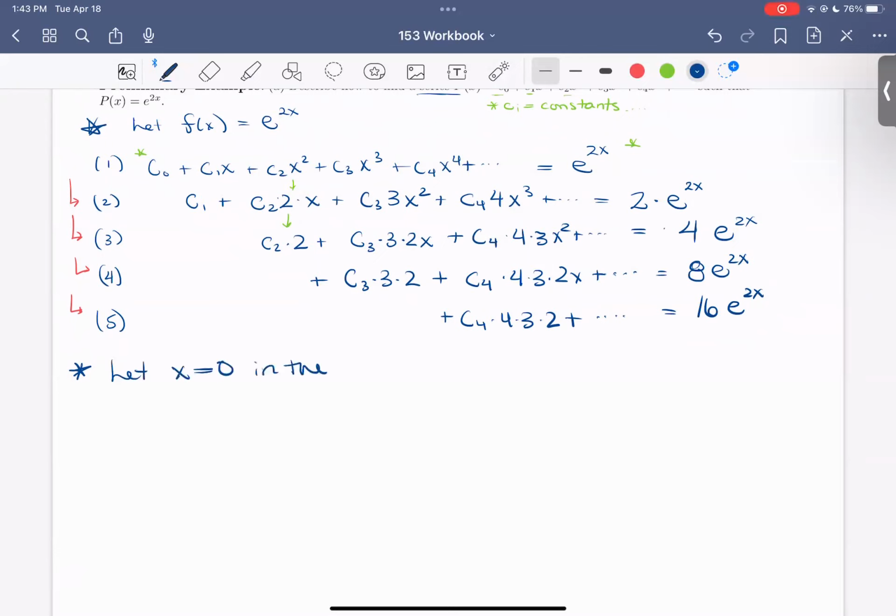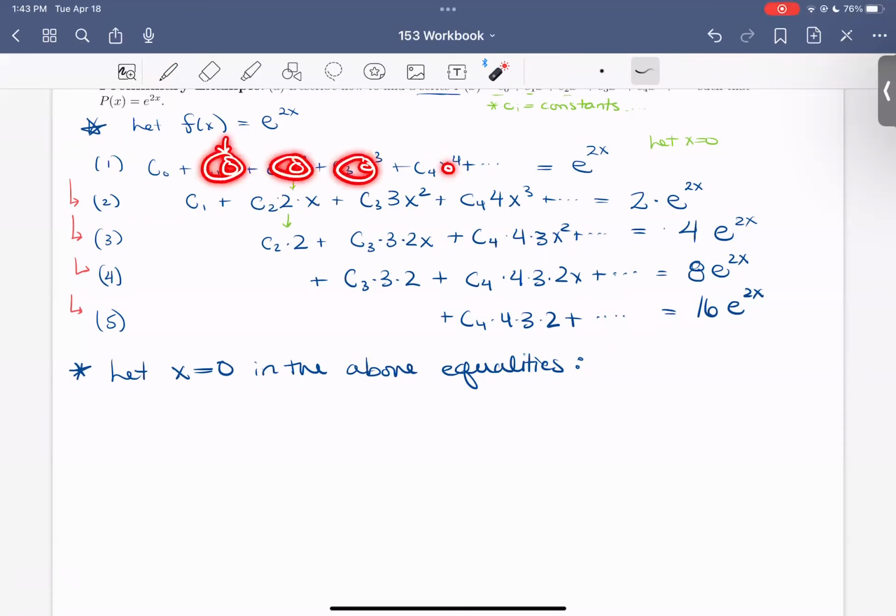So what does that look like? I'm going to write that out here. So let x equal 0. So in that first equality, if I have x be 0, notice that all of these terms with an x in it go to 0. So all of these will just be 0. These will all go away. So the left-hand side will be C0. The right-hand side will be e^(2 times 0), which is just e^0, which is 1. So then that gives us our first equality, C0 equals 1.